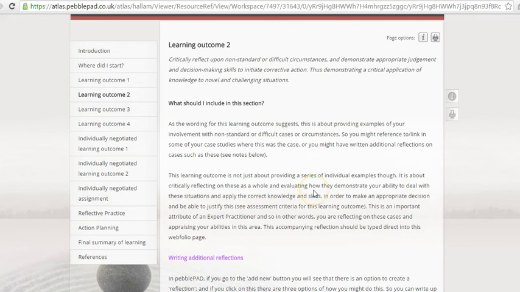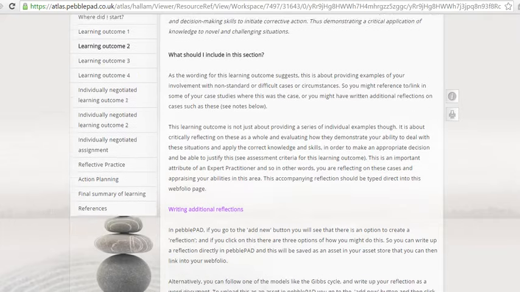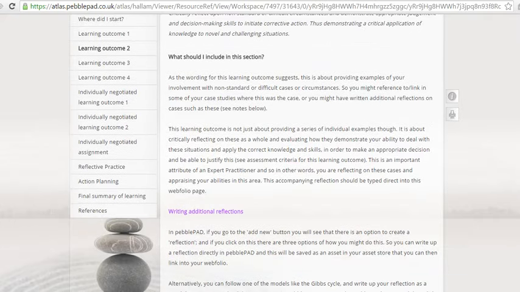So again, you don't have to repeat the information. You might want to link in your case studies and just talk around how that has impacted on your practice and how you're able to demonstrate that. Okay, so not too massive, it's just picking out the key things.